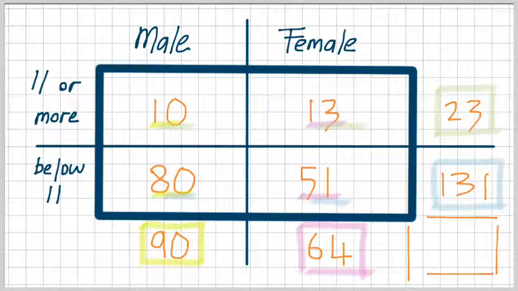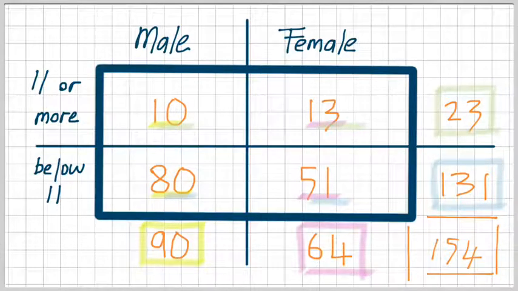So what I'm going to put here is the grand total, 154. So if you add up the 23 plus 131, you will get 154. So that is the total number of students that are part of the scenario. We can also add 90 and 64, and that will give us 154. So what you see here is your completed contingency table.